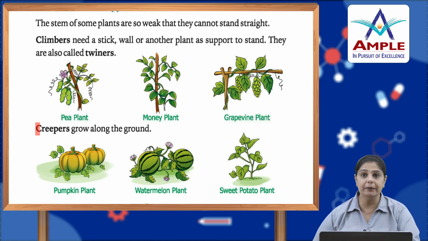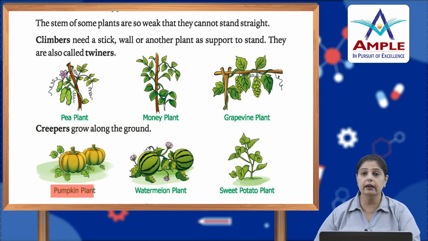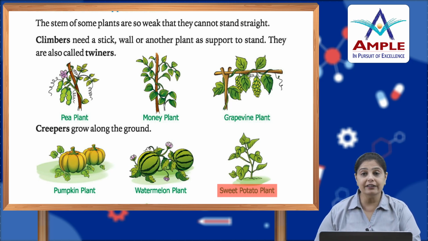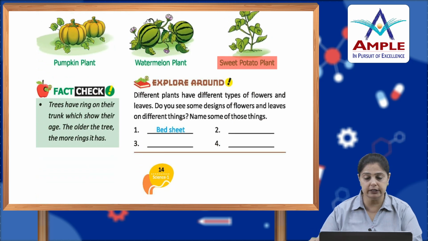Now, what are creepers? Creepers are the ones that grow along the ground. They don't climb up, they creep around the ground, okay, like the pumpkin plant, the watermelon plant or the sweet potato plant. So, the difference between climber and creeper is that climbers need a stick and all to grow. Creepers creep along the ground itself, okay.